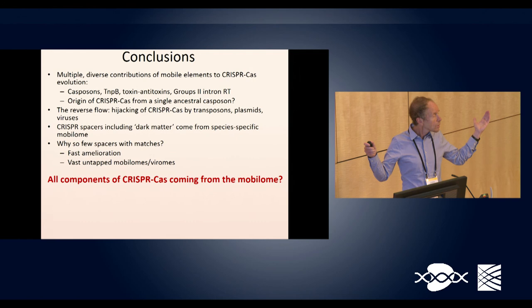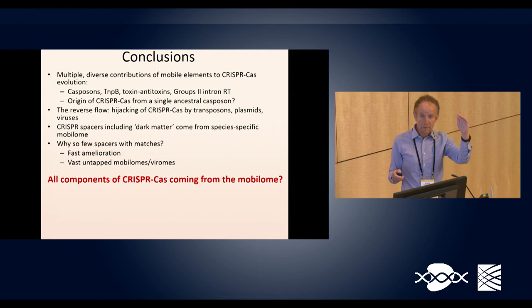Well, clearly this is a combination of two aspects. One, fast turnover of viruses, presumably above all by virus escape, and two, the vast untapped mobilomes and viromes that remain to be studied. Seems like it could be the case that all components of CRISPR-Cas systems come from different parts of the mobilome.